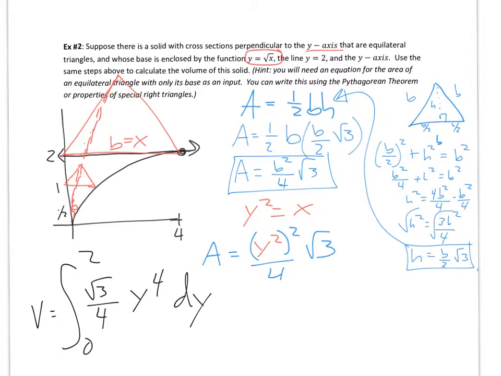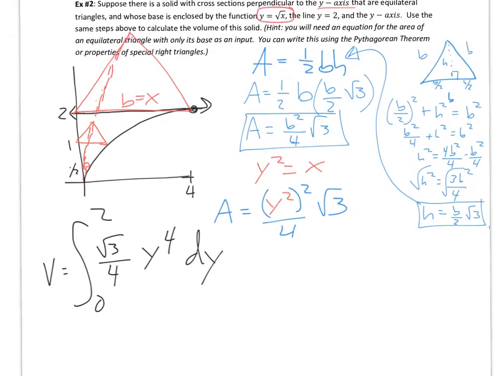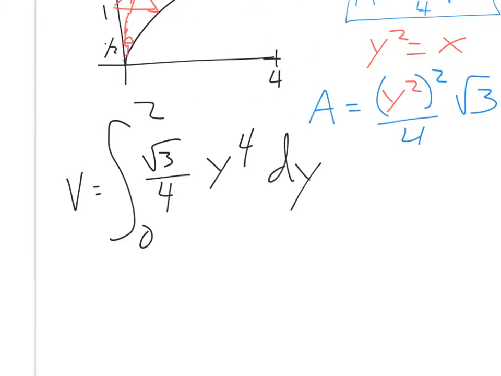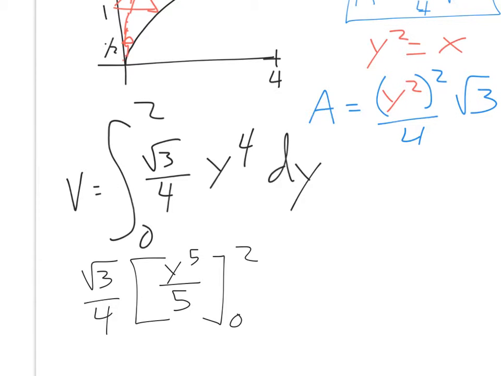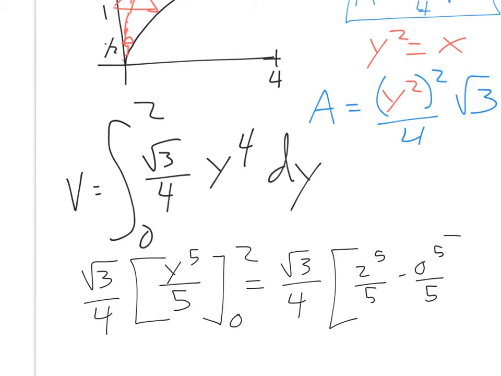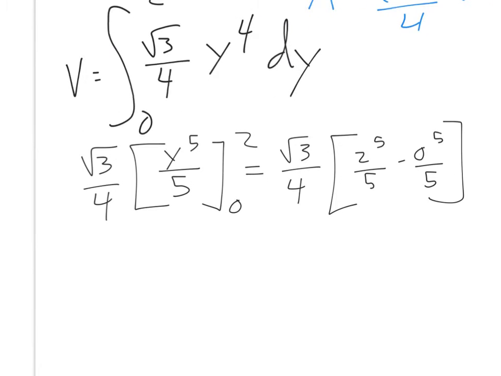Now I'm ready to actually calculate the volume. All I'm doing again is adding up the area of all of these cross-section triangles between 0 and 2. So let's go ahead and give that a shot. If I did the antiderivative of this, the rad 3 over 4 comes out front. The antiderivative of y to the 4th is y to the 5th over 5. And we're evaluating this from 0 to 2. So this is equal to rad 3 over 4 times 2 to the 5th over 5 minus 0 to the 5th over 5. This, of course, is just 0, so it's not really relevant.